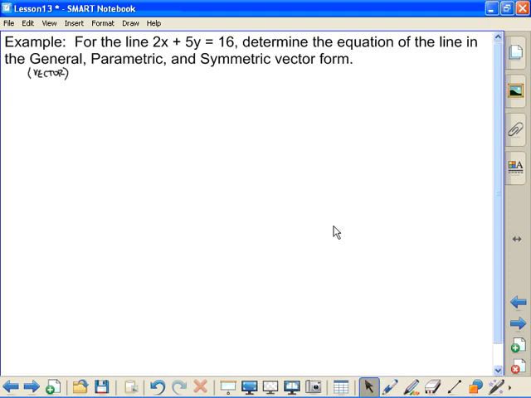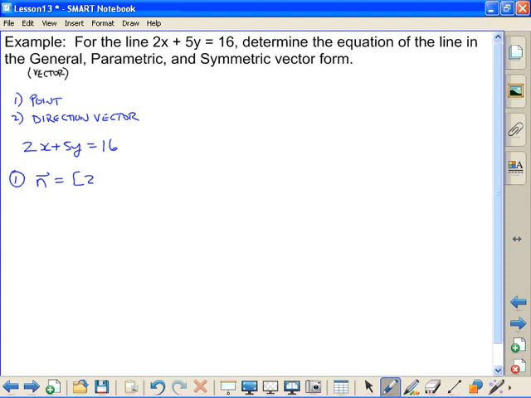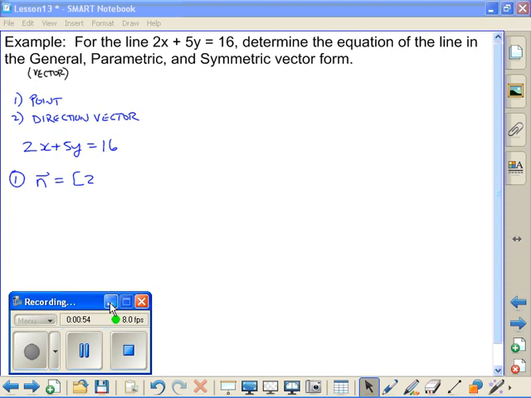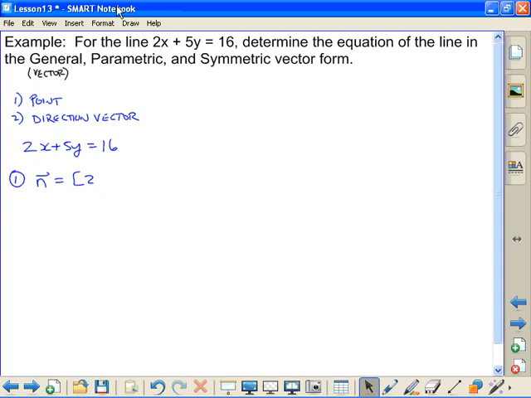For each of these forms, we need a point and we need a direction vector. That's what you've got to keep in the back of your head when you're finding these 3 forms. So when we look at 2x plus 5y equals 16, what can we get out of it? First of all, you can get a normal vector, which we know is 2, 5.